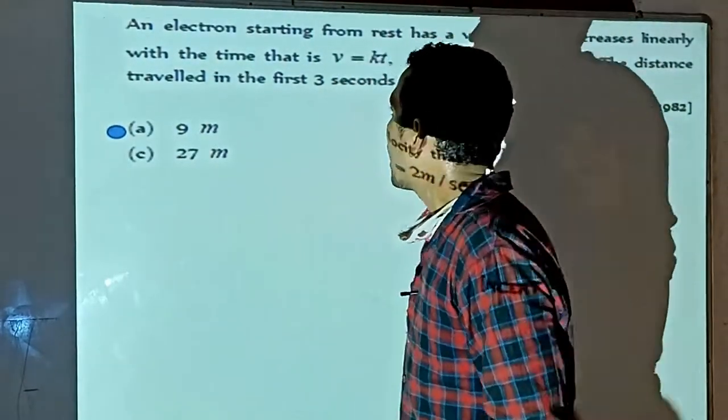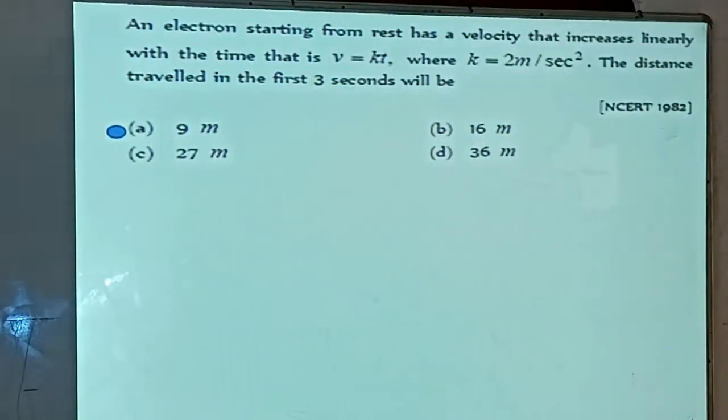So an electron starting from rest has a velocity that increases linearly with the time, that is v is equal to kt, where k is equal to 2 meter per second square. The distance traveled in first 3 seconds will be, so velocity is given.